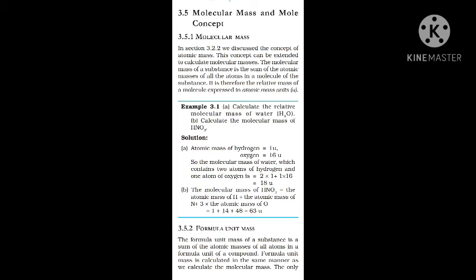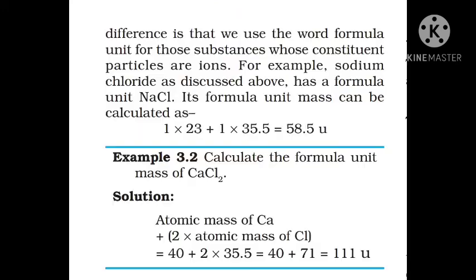Next, how to calculate the formula unit mass. And what is formula unit mass? Formula unit mass of a substance is a sum of the atomic masses of all the atoms in the formula unit of a compound. Formula unit mass is calculated in the same manner as we calculate the molecular mass. The only difference is that we use the word formula in it for those substances whose constituent particles are ions.